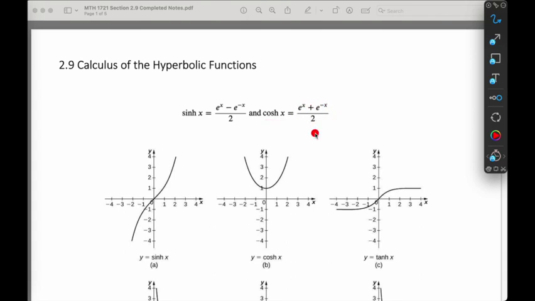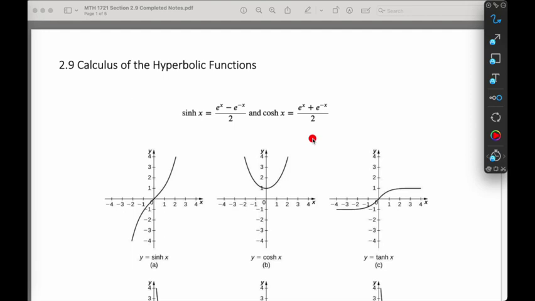Now, there are 4 other hyperbolic functions, and it's similar to what you learned in trig. We have hyperbolic tangent, hyperbolic cotangent, hyperbolic secant, hyperbolic cosecant. These functions are all based on these formulas right here. So, for example, hyperbolic tangent is just as you want to think of it in terms of your trig functions.